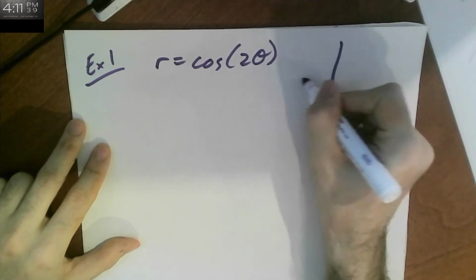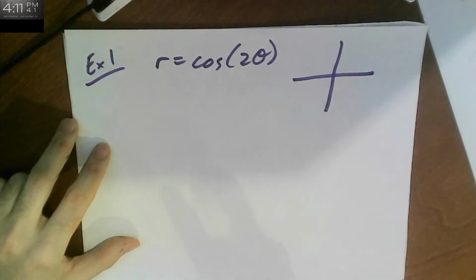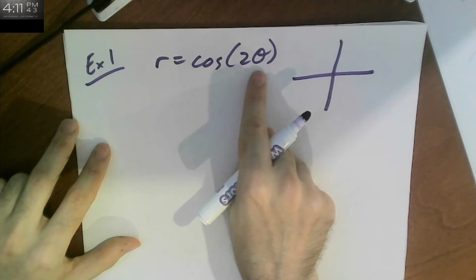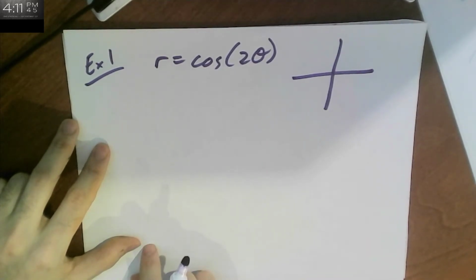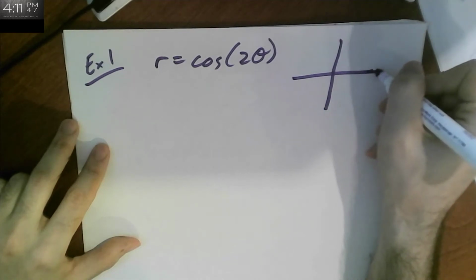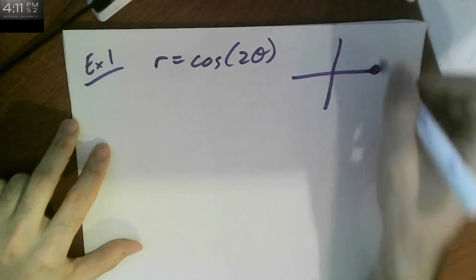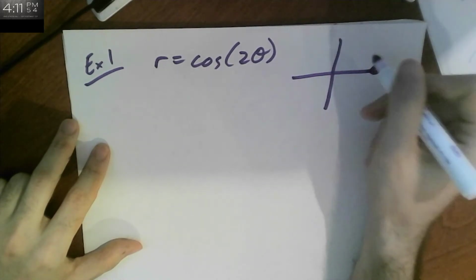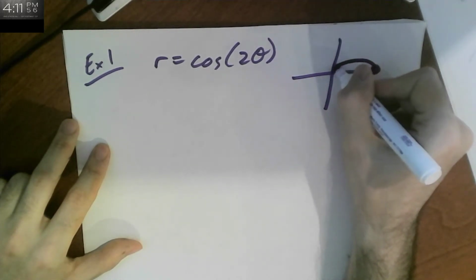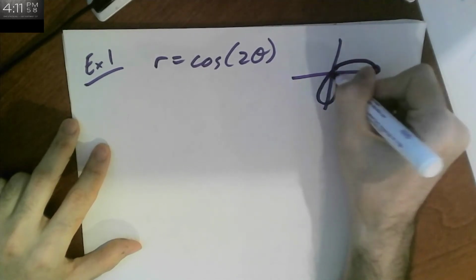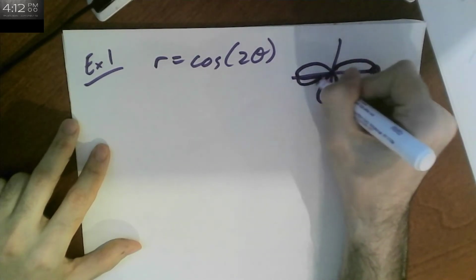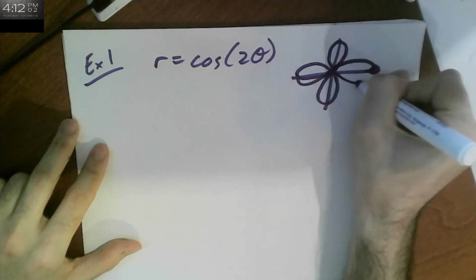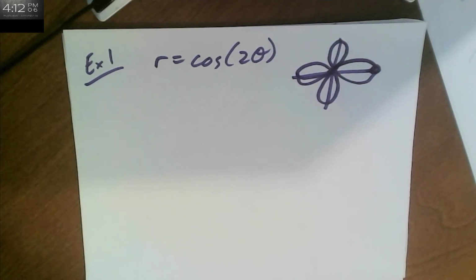And the way I like to keep track of orientation is just to check something, right? When theta is 0, the radius is 1. So I have a petal that starts out here at radius 1. And then I know it's 4 petals, so I know it's equally spaced. I know how this works now. So I have a shape that looks like that, right? It's a sketch, not a graph. It's okay.